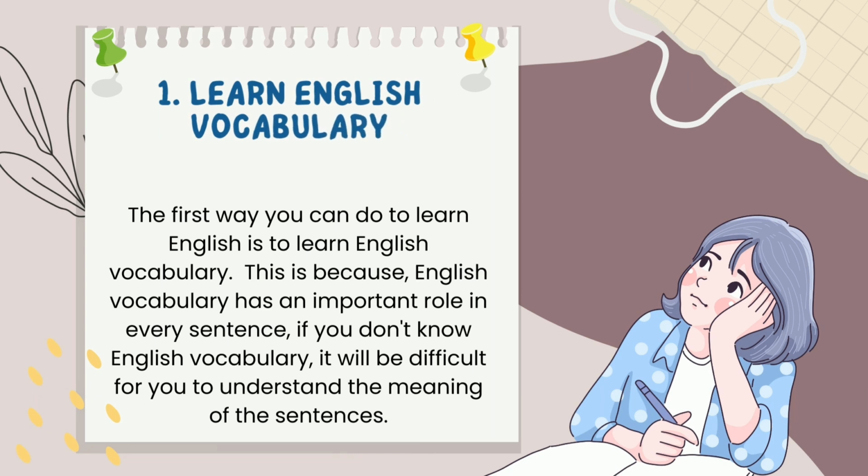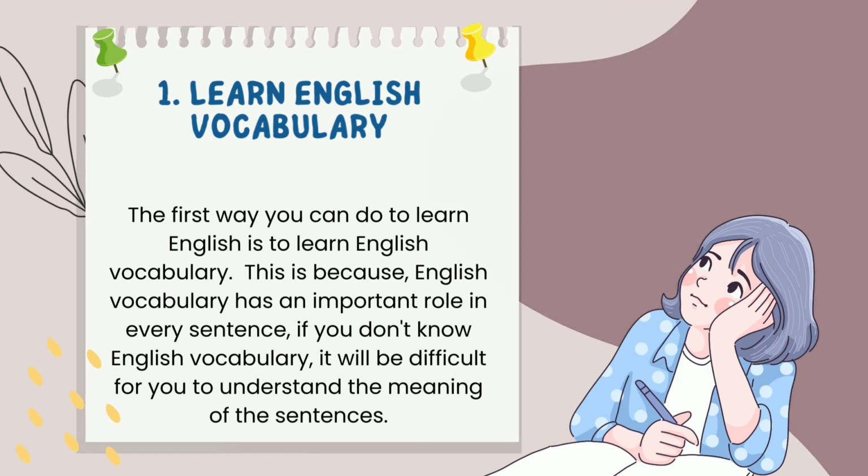First, learn English vocabulary. The first way you can learn English is to learn English vocabulary. This is because English vocabulary has an important role in every sentence. If you don't know English vocabulary, it will be difficult for you to understand the meaning of the sentences.